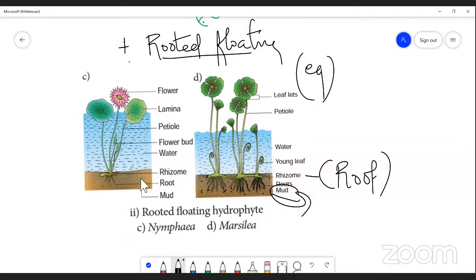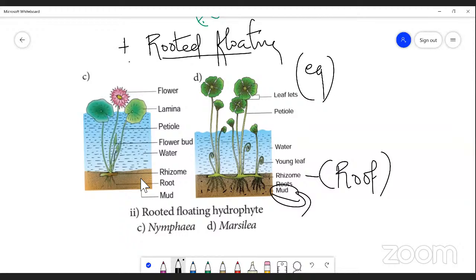Now, as we compare with the first category, free floating, you can see the difference very clearly. In free floating, the plants are floating, not fixed in the mud or soil. But in the second case, the plant's roots are fixed in the soil, and the leaves or flowers are floating on the surface. So that is called rooted floating.